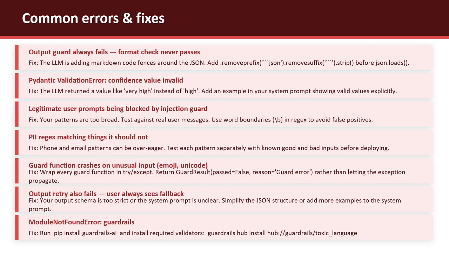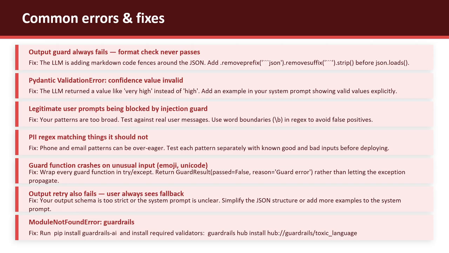Next, common errors. If the output format check always fails, the LLM is adding markdown code fences around the JSON. Strip them before parsing. Replace the code fence markers with empty strings before calling JSON.loads. If Pydantic raises a validation error about the confidence value, the LLM returned a value outside your allowed set. Add explicit examples to your system prompt showing what valid values look like.